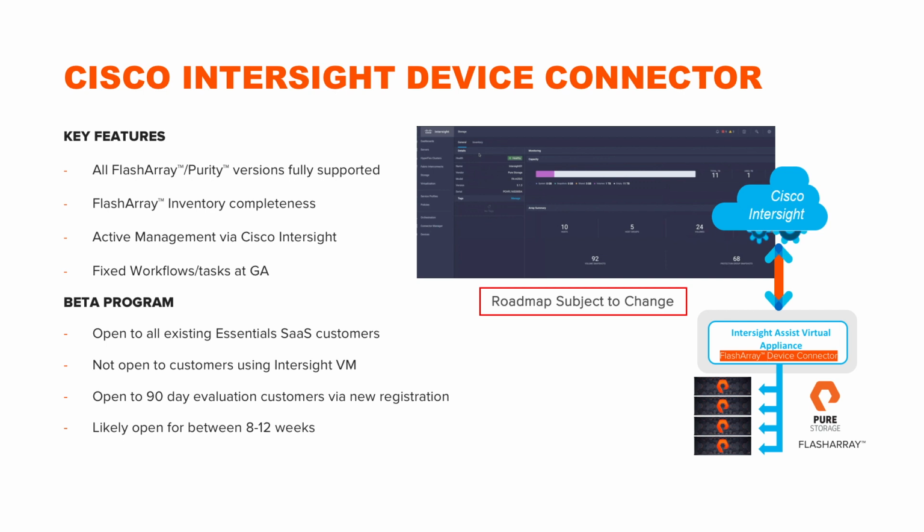As part of this slide, we're actually in a beta process with Cisco Intersight at the moment. That happened back in July 2019, and it's expected to go between 8 and 12 weeks, so we're thinking of a time frame around November 2019. It's open to any customer right now that has Essentials licensing for Cisco Intersight.